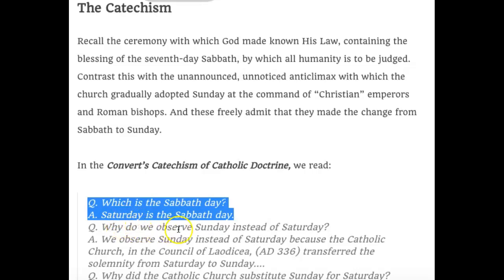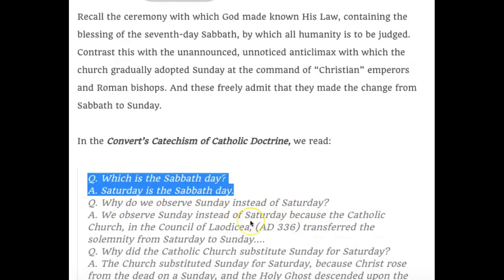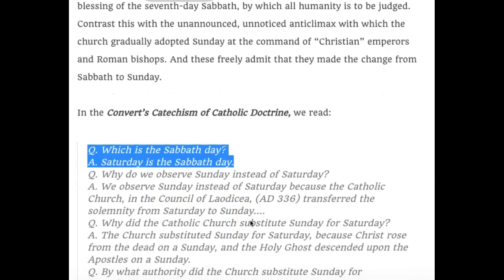And then it says, why do we observe Sunday instead of Saturday? And of course, they tell you why, because of the Lord's day. And then they try to justify it by telling you that they observe it because the Messiah was risen on the first day of the week. And they give you those twisted translations of scripture.